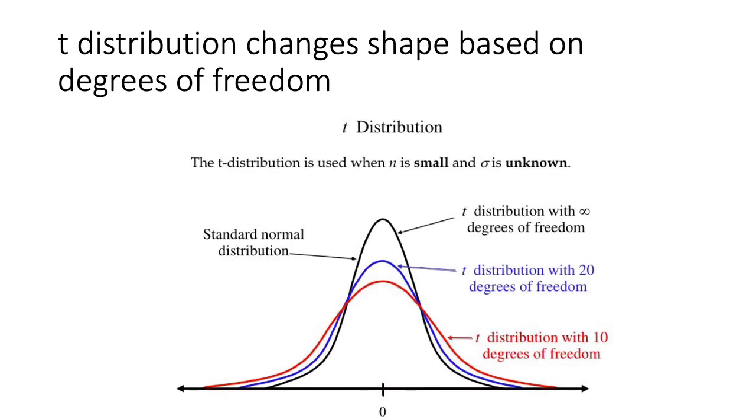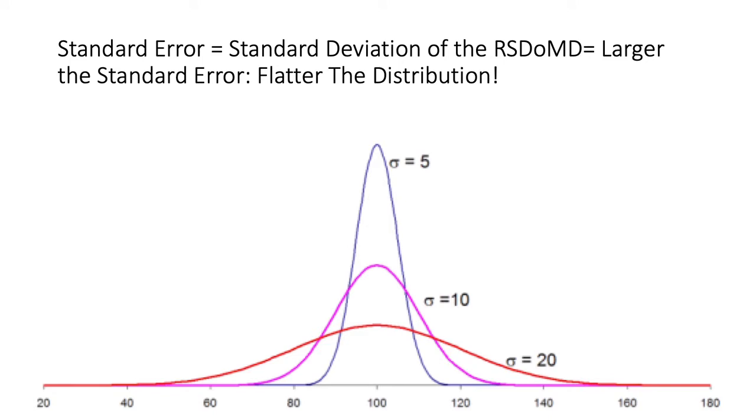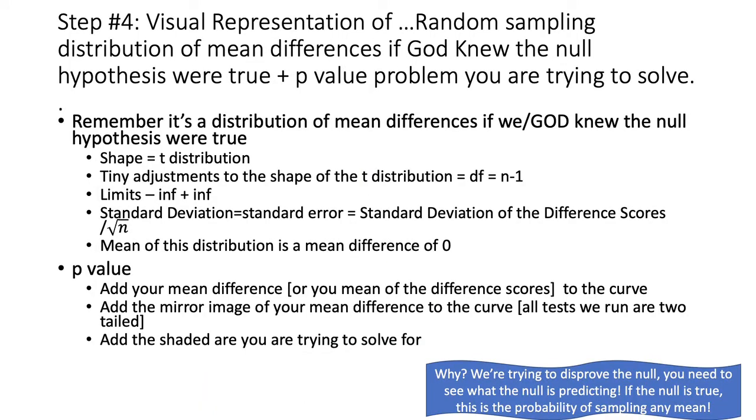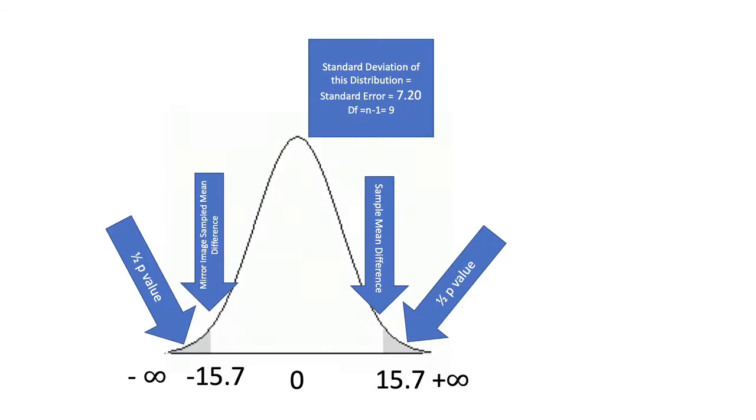And then we know that our degrees of freedom change the shape. And we know that our standard error makes it flatter, like I said earlier. And then we have to add our mean difference, or the mean of the difference scores, to the curve. And then we do the same thing. We add the mirror image of our sampled mean difference to the curve because we always do two-tailed tests. And we add the shaded area we're looking for because this is what we're trying to solve.